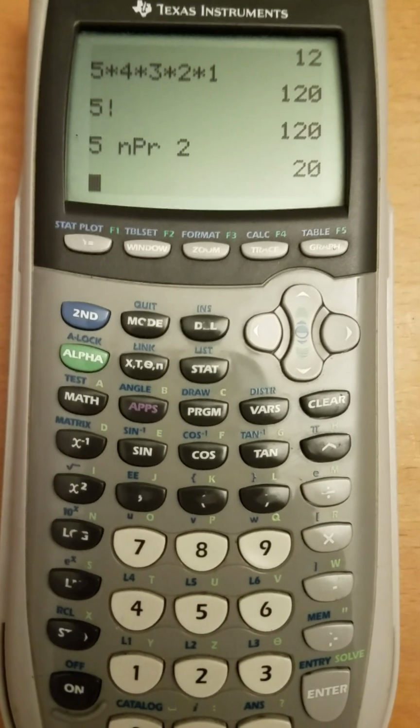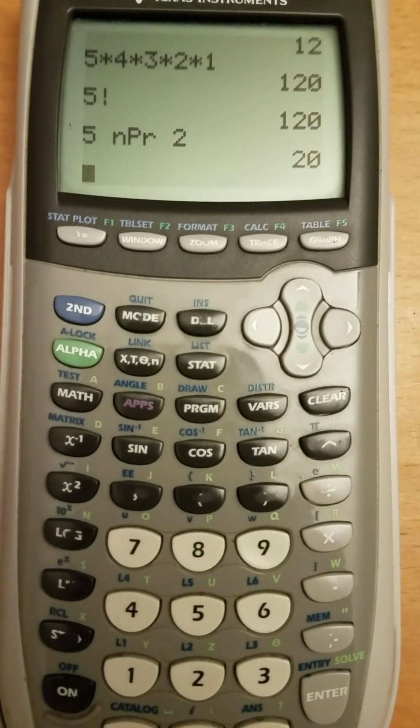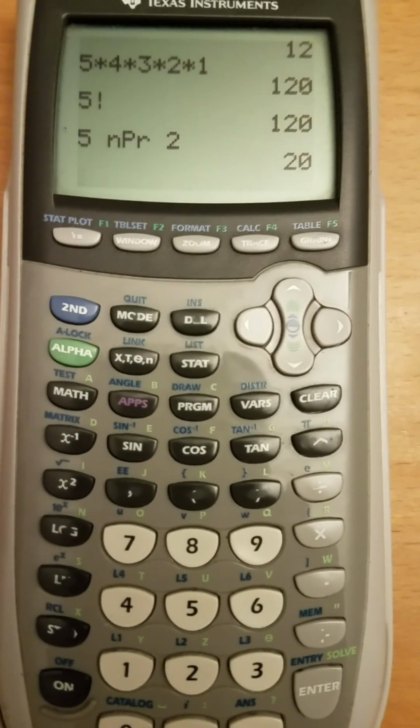So that's it for the math key. After this, we're going to do the y equals key and actually graphing some equations.